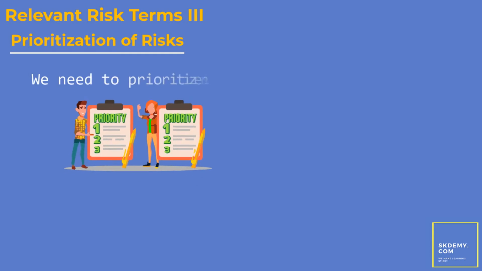Prioritization of risks. As briefly mentioned before, we need to prioritize risks so that we can adequately select responses to risks. This is one way organizations adopt in order to inform decision-making on risk responses and optimize the allocation of resources.